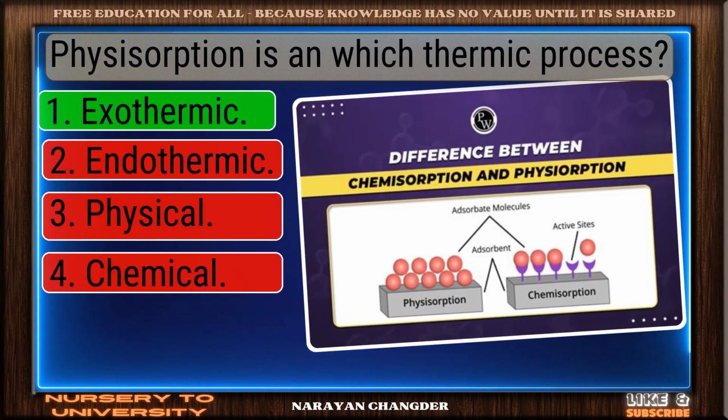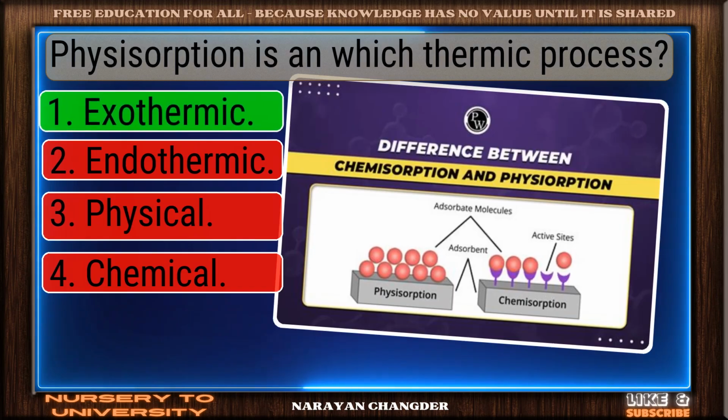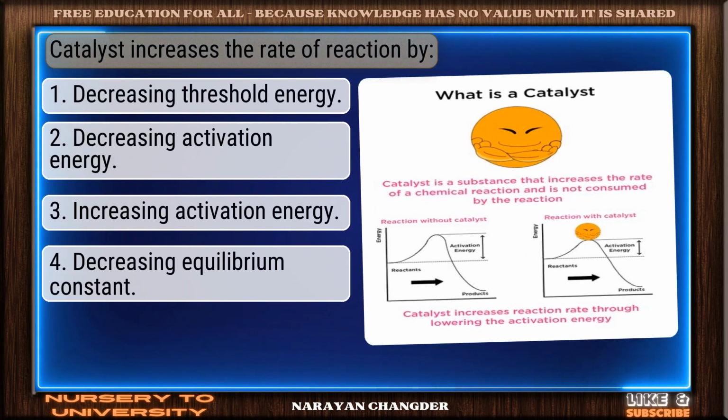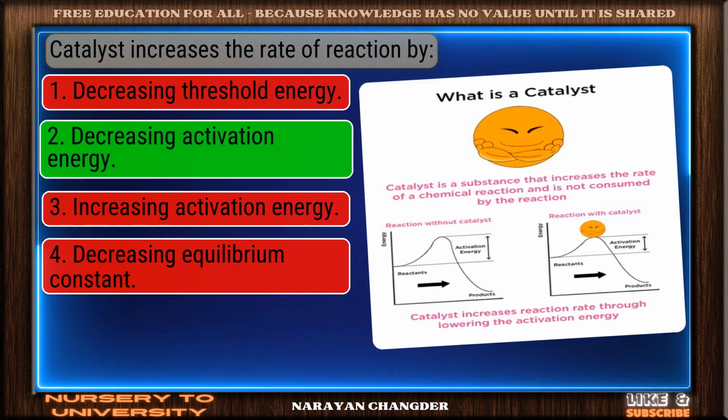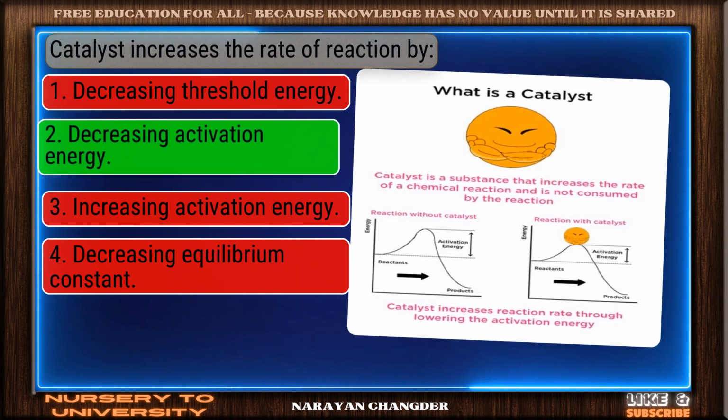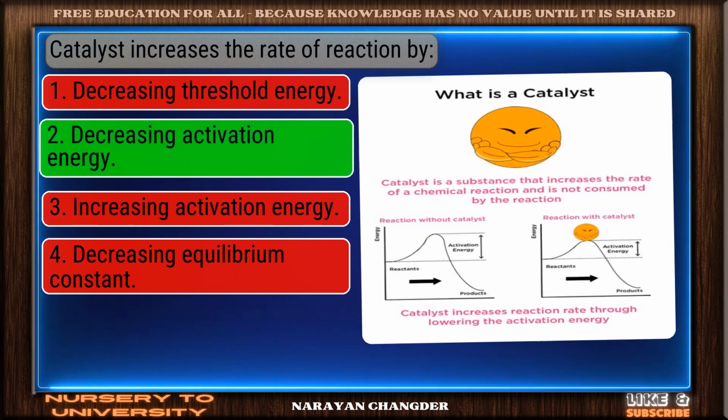Good job. Your answer exothermic works well here. Catalyst increases the rate of reaction by... You got it. Your choice decreasing activation energy is right.